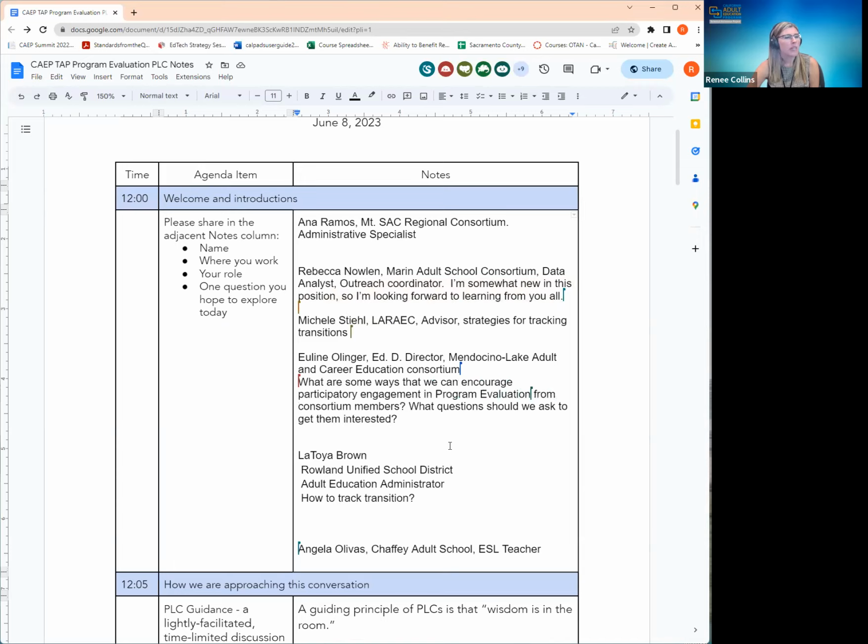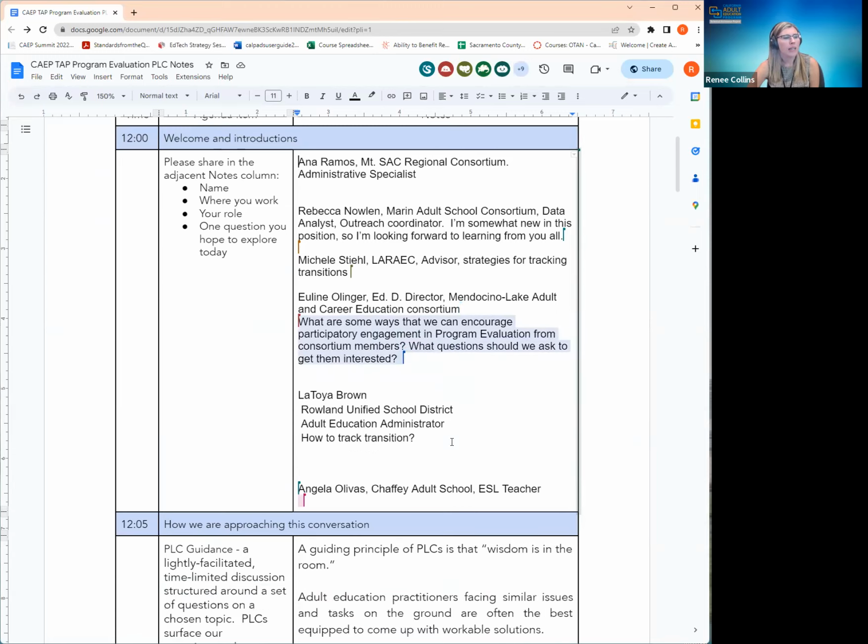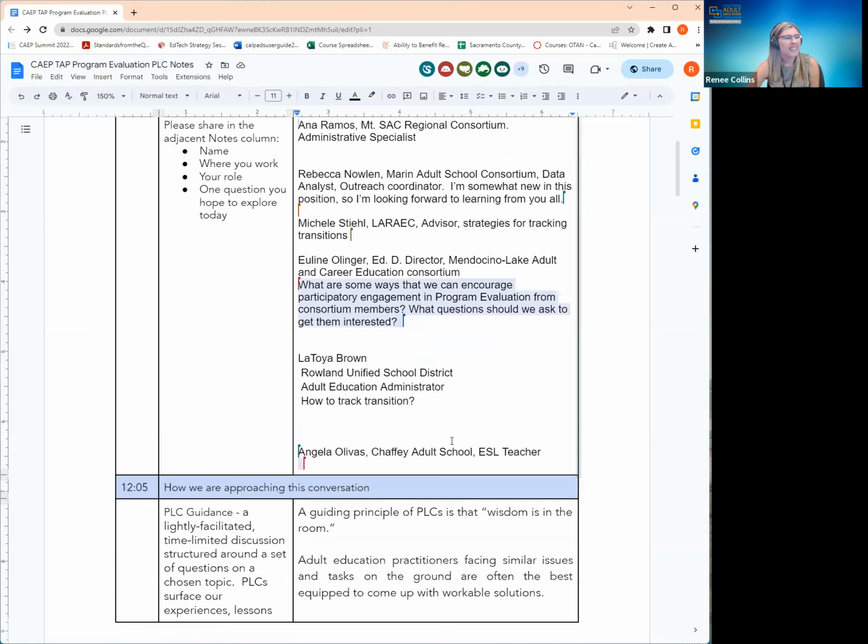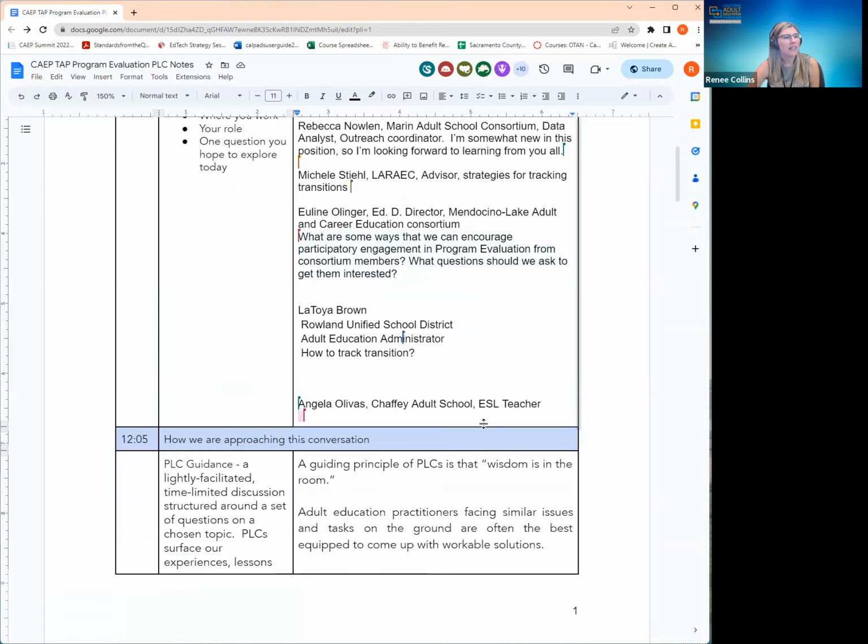What are some ways that we can encourage participatory engagement in program evaluation from consortium members? Okay, so looking at it from a consortium level. And what questions should we ask to get them interested? And then Latoya, nice to see you. How to track transition. Okay, so we've had a couple asking about transition. And Angela, welcome. Thank you for being with us today. And more may join the conversation. If you do have questions, you're welcome to add them here at some point. We will come back to some of these questions that you have.